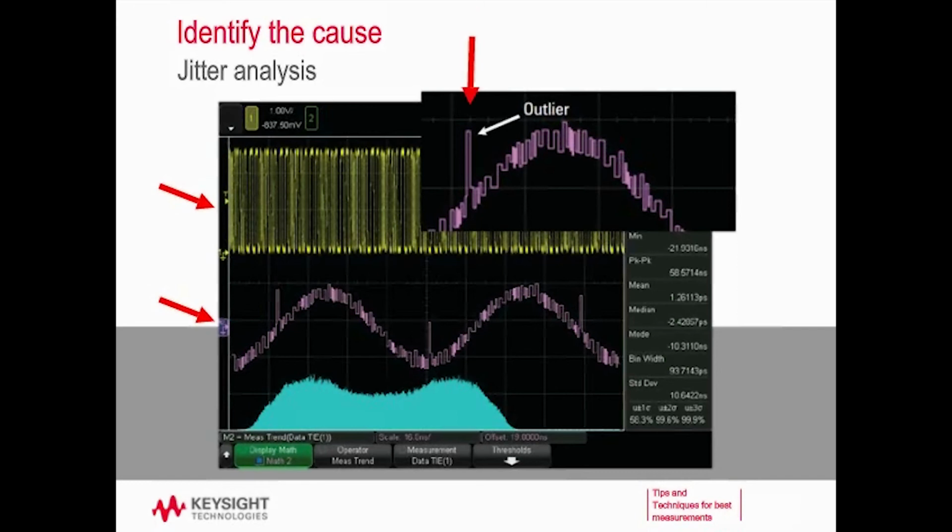In addition to the sinusoidal trend plot, I also see that there's an outlier. And what this outlier tells me is that in addition to some aggressor signal that I'm seeing is causing the sinusoidal jitter, I can also assume that there's probably something going on with my memory controller that's causing this outlier.